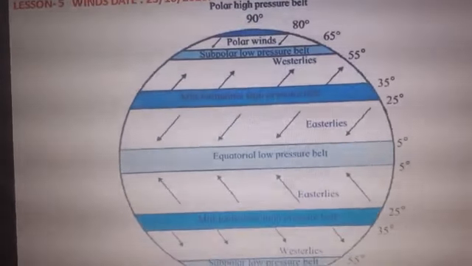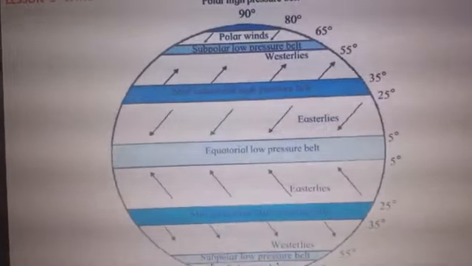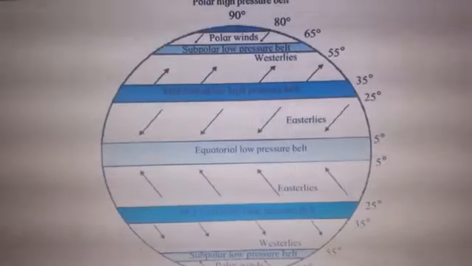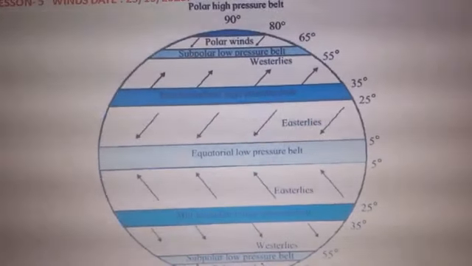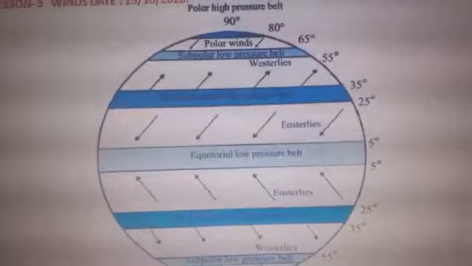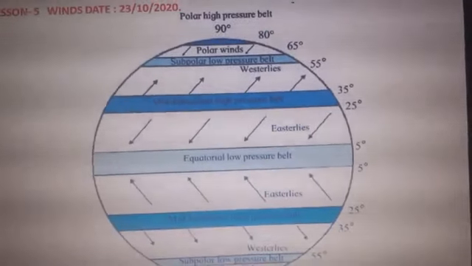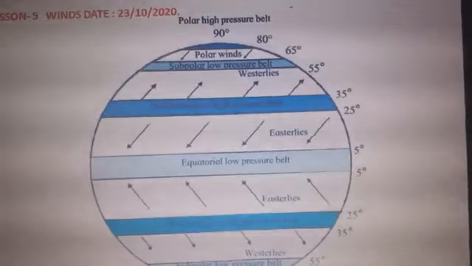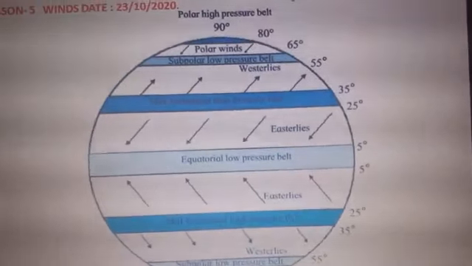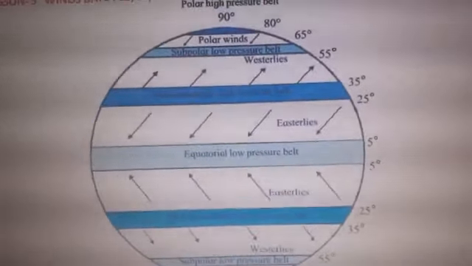Last week we studied the definition of winds and how wind takes place. The air which blows in the horizontal direction is called wind. Then we also saw the change in the direction of the winds due to the earth's rotation. Now you can see this diagram. I hope you can clearly see this diagram here.